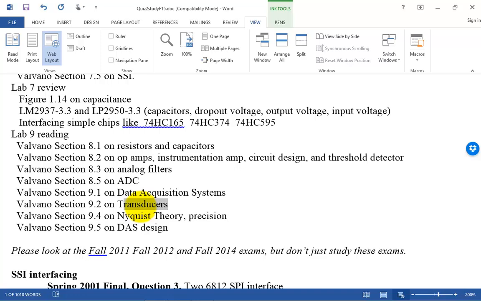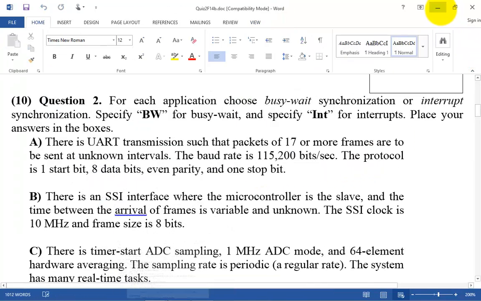Then from a study standpoint, I announced it on Canvas a couple of weeks ago, but I have this suggestion for how to study.